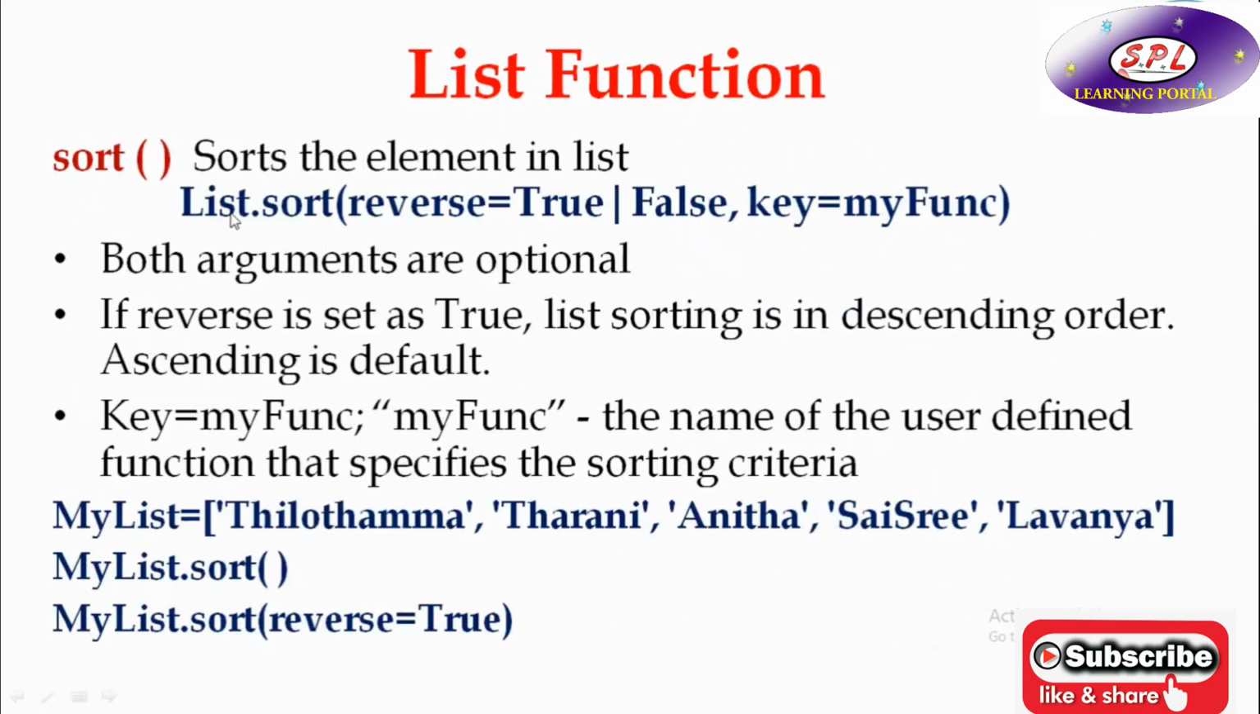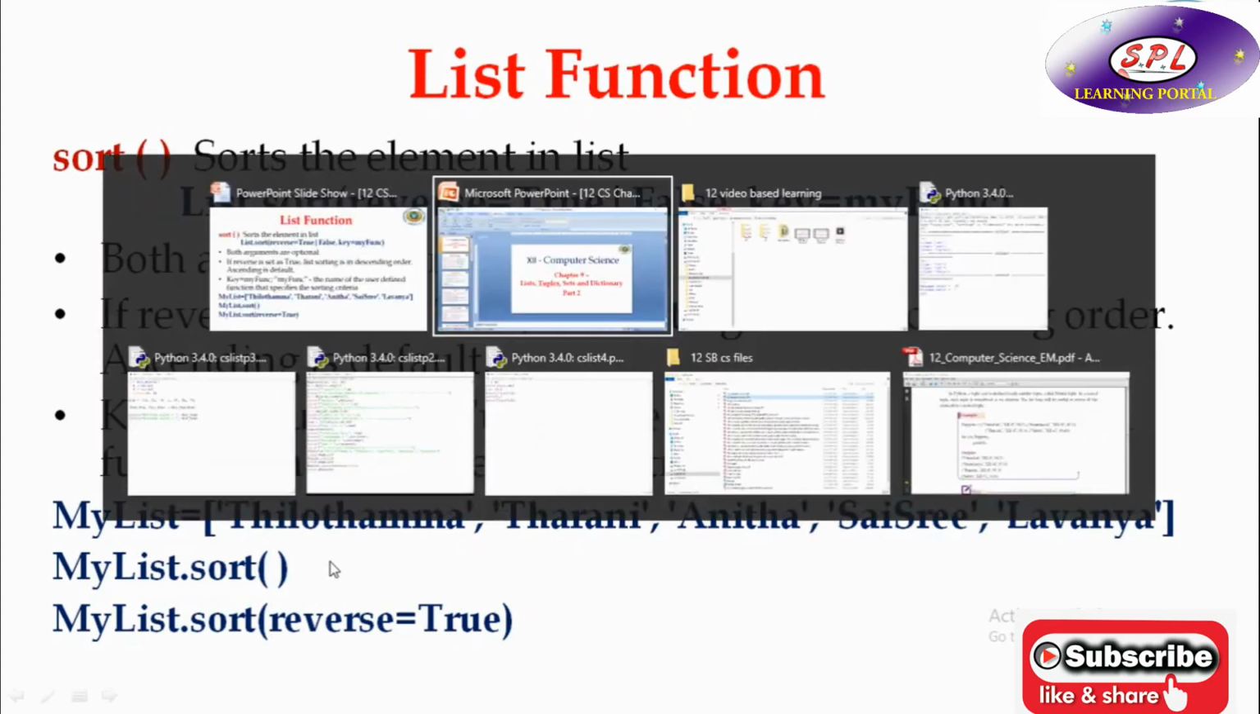Okay, next in the same way, the list dot sort function. The sort function is used to sort the list in ascending order or descending order. If you give reverse equal to true here, automatically you will get the reverse order of the sorting. Okay, I understand. So let us execute the program and see how this works.